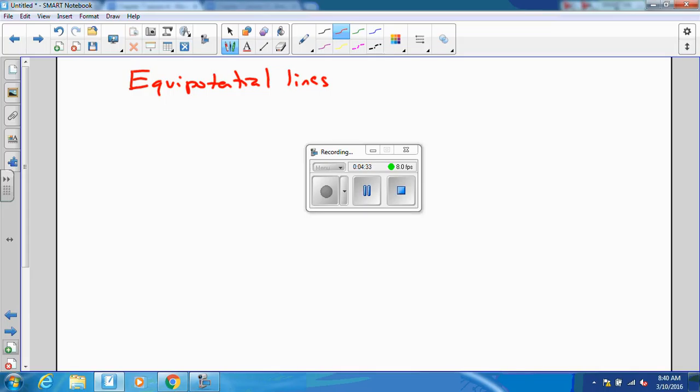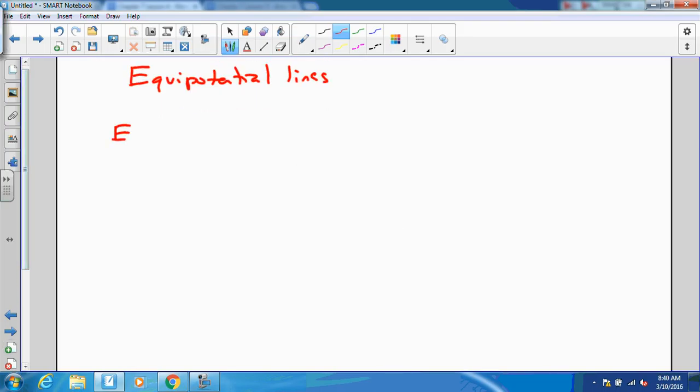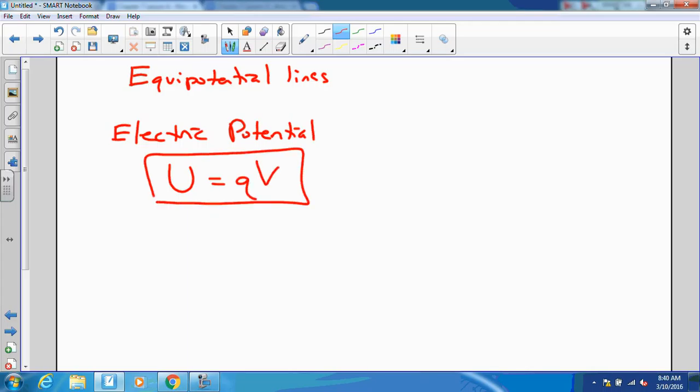Okay, so our story so far has been that we defined electrical potential in terms of potential energy. So the baseline equation that we used in all cases is that potential energy is going to be equal to charge times voltage.